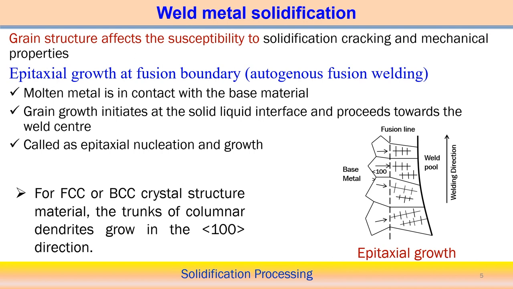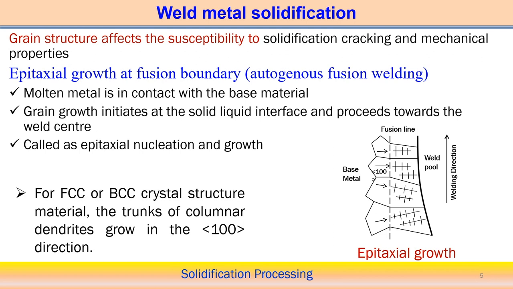So that's why it's very important to understand the solidification behavior and the grain growth that happens during the welding process. Now, once we started with this, we already explained that epitaxial growth occurs at the fusion boundary, and that is specifically in the autogenous fusion welding process. So, what happens?